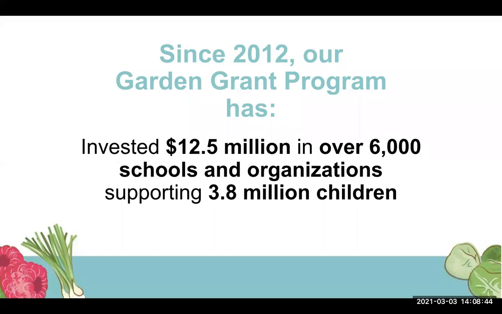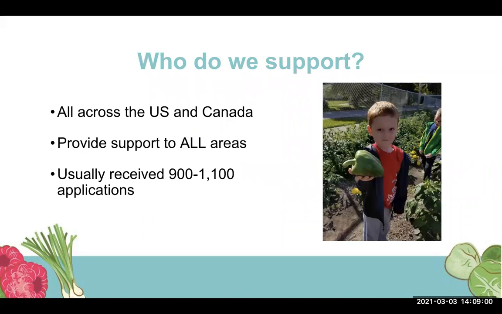So since 2012, our Garden Grant program has invested $12.5 million in over 6,000 schools and organizations, supporting 3.8 million children through just this one program and their access to this edible education programming. So who do we support with our Garden Grant program? All schools and nonprofits across the US and Canada. We provide support in all areas, so not just specific areas of the US or Canada. So, for example, we're not just supporting schools and organizations and communities with Whole Foods Market. Really, any school or nonprofit that meets the eligibility criteria across the country and in Canada can apply. Each year, we typically receive between 900 and 1,100 applications.